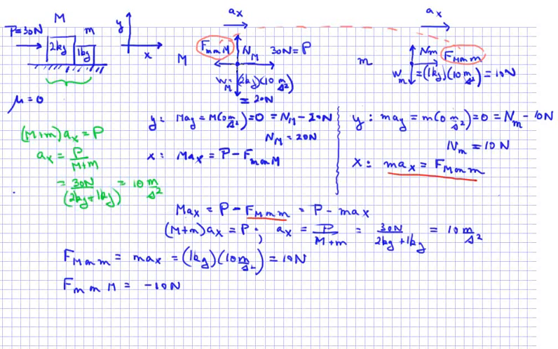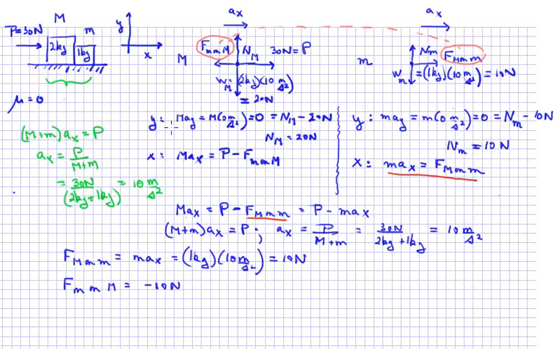So big M, the 2 kilogram mass, has two vertical forces: a downward weight, which as you can see is 20 newtons, and an upward normal force from the floor acting on big M. And two horizontal forces. First of all, the 30 Newton push to the right, but also the force of little m pushing back on big M, which is this force that you see right here.